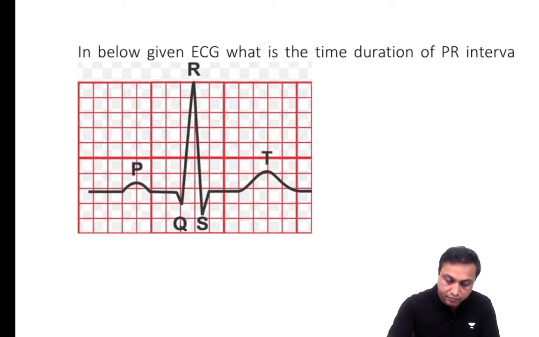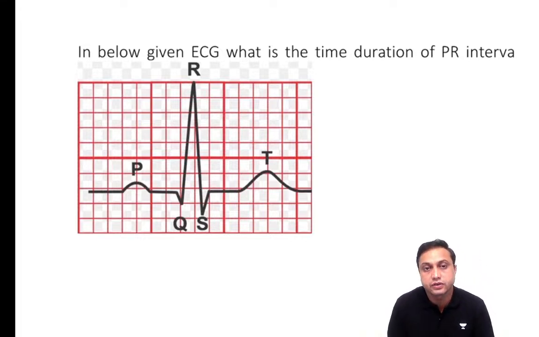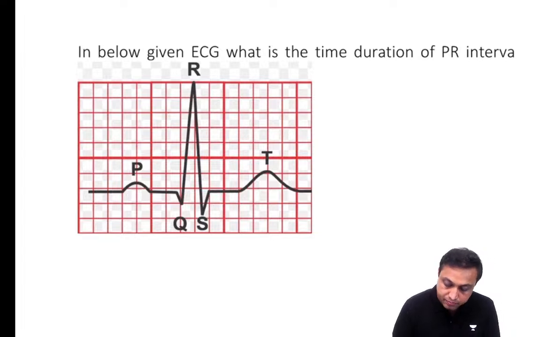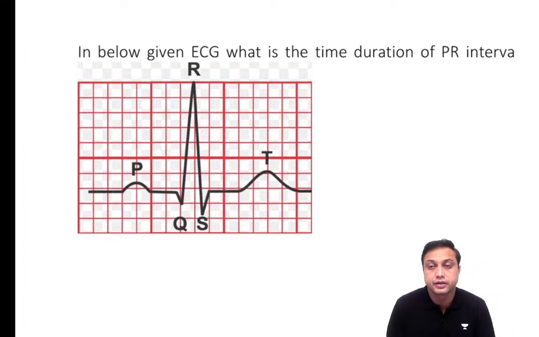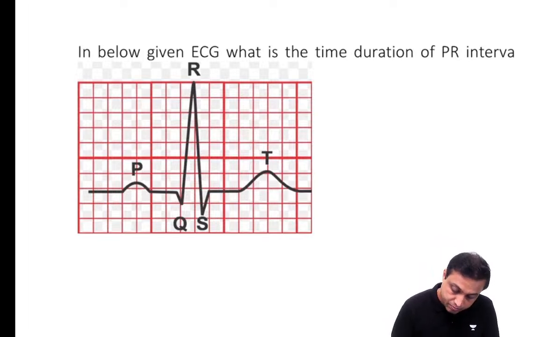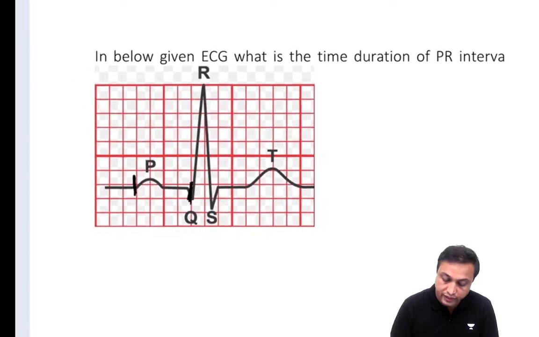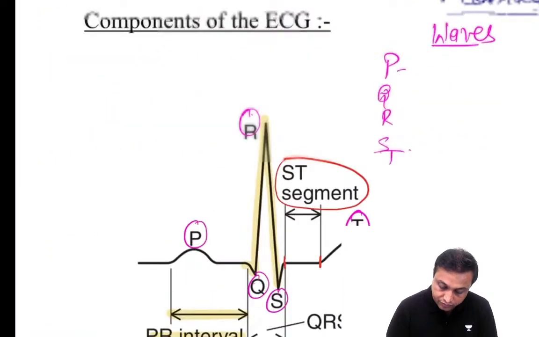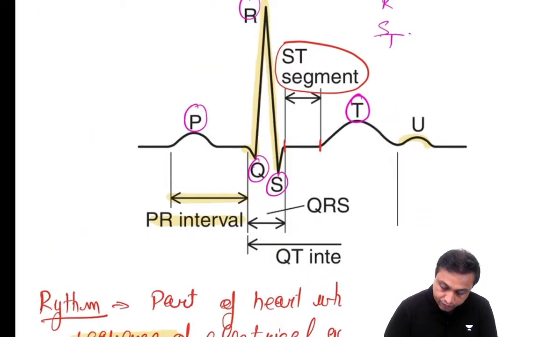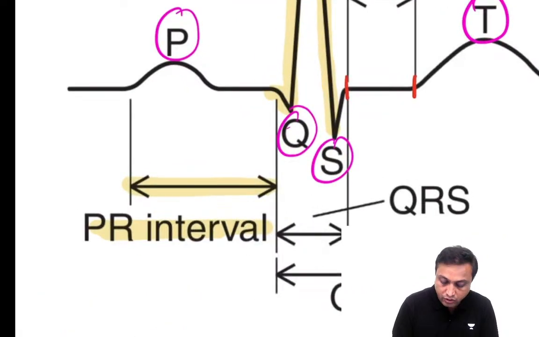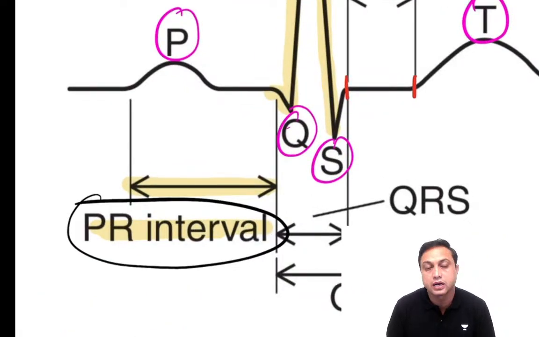So what is the time given in this PR interval? Now we have to revise our basic knowledge. From where does this PR interval start, my dear friend? You have to learn this. PR interval means from the start of the P wave to the start of the R. Let me go back to this basic ECG diagram. We have talked about this PR interval.